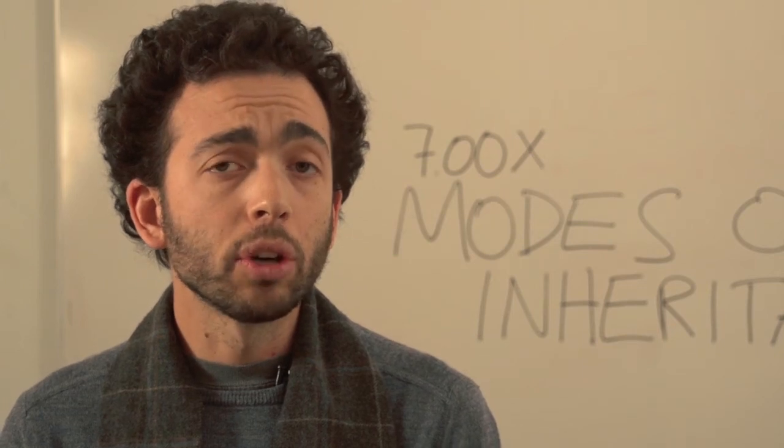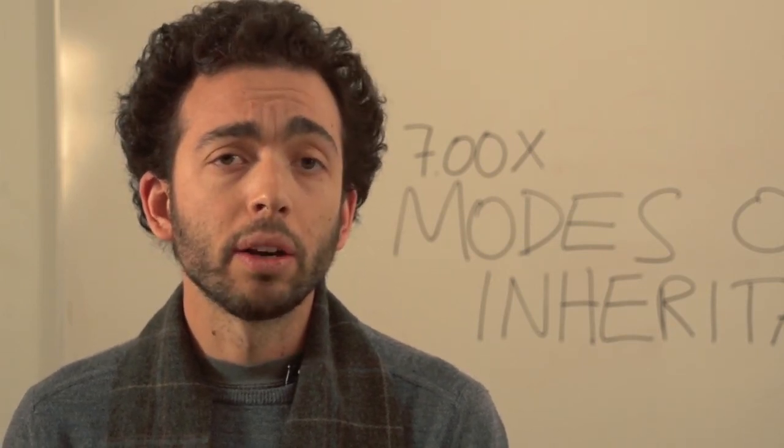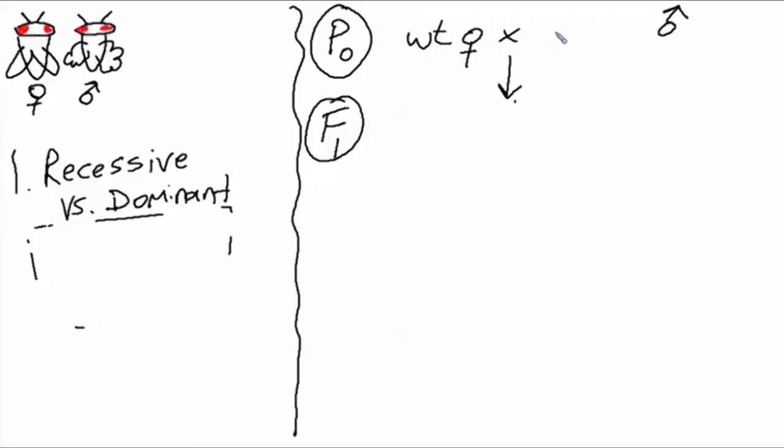Now we're going to turn to a slightly more complicated example and analyze the mode of inheritance of a fly with a wrinkled wing. Imagine again that we're given a wild-type female fly, and now we're going to be given a new mutant. This mutant is a male that has curly wings. So once again, the first thing we're going to do is determine whether this wrinkled wing trait is being inherited in a dominant or recessive manner.